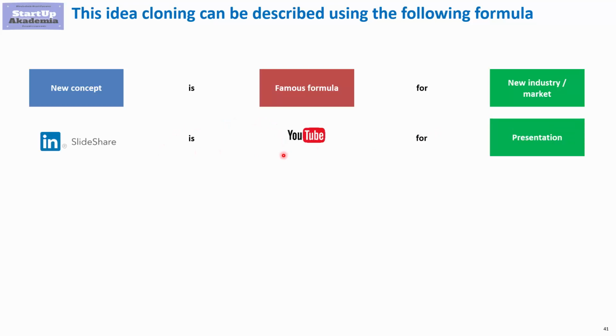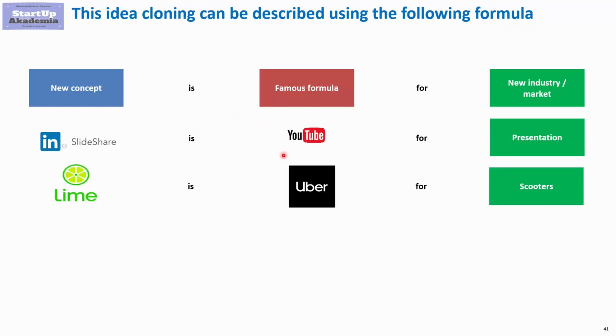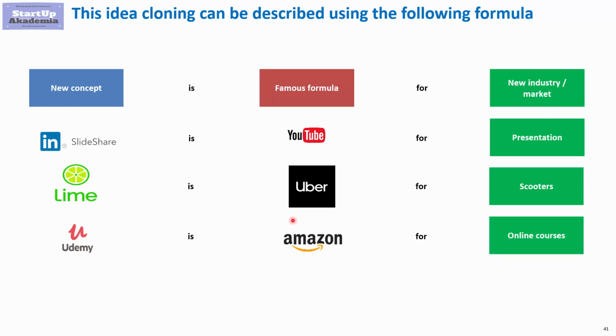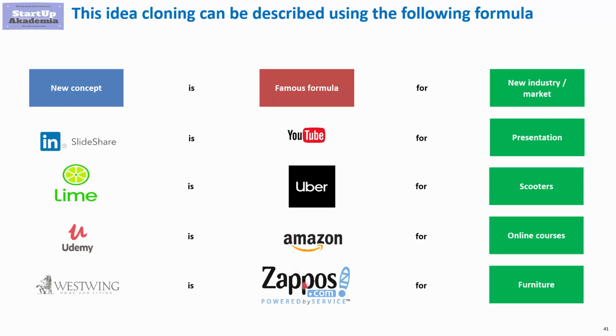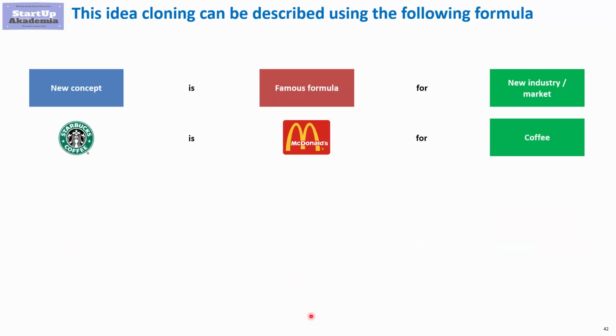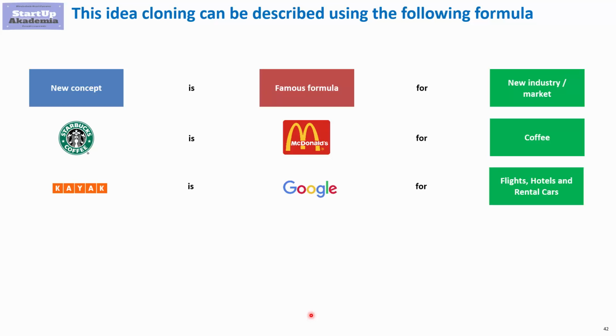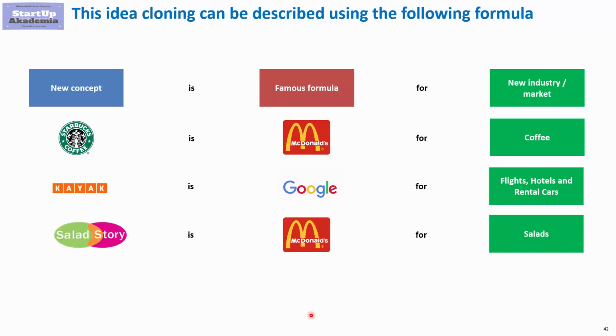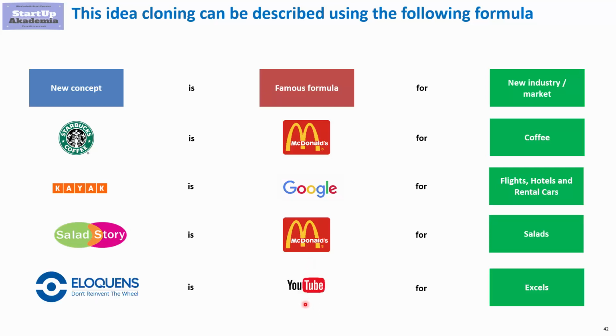SlideShare is a YouTube for presentations. Lime is Uber for scooters. Udemy is Amazon for online courses. Westwing is Zappos for furniture. Starbucks is McDonald's for coffee. Kayak is Google for flights, hotels, and rental cars. Salad Story is McDonald's for salads. And finally, Eloquence is YouTube for Excels. I hope this gives you a good idea how cloning of an idea works.